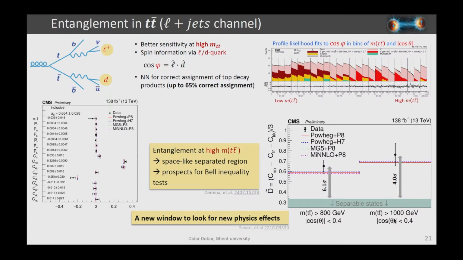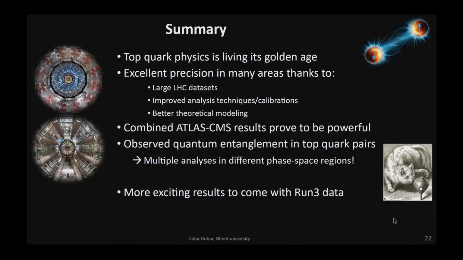We measure the spin correlation coefficients and polarization coefficients in various kinematic regions. Here I'm showing you the inclusive one. But I think it's also interesting to see that at this high invariant mass region, we have more than 5 sigma observation of entanglement. This is a region where, if one does the calculation, most of the top quarks are space-like separated, which opens the prospects for testing Bell inequalities. All in all, these open a new window to test several new physics models through entanglement.